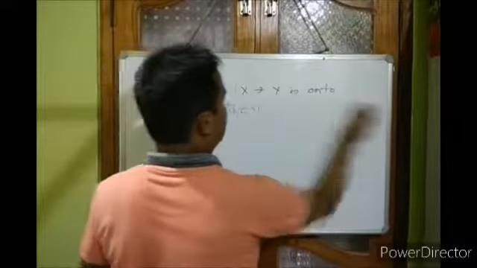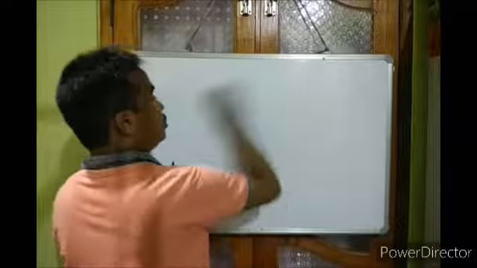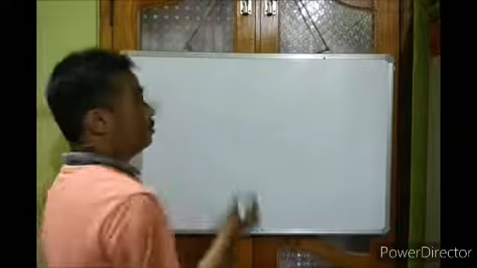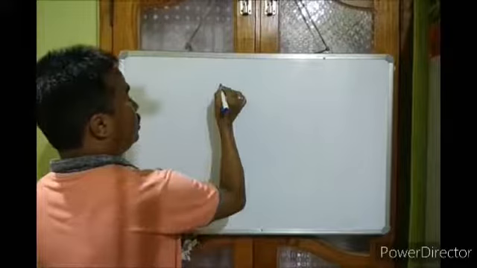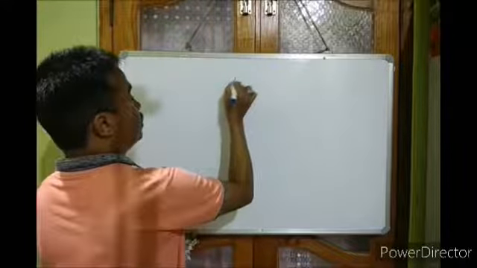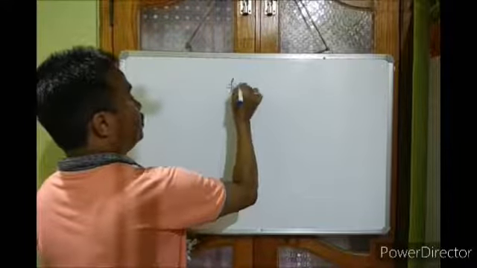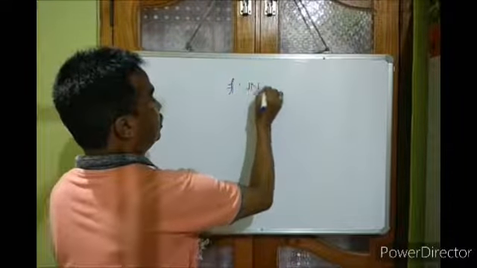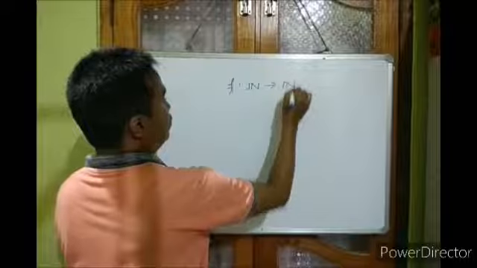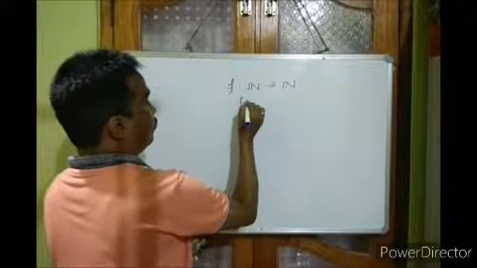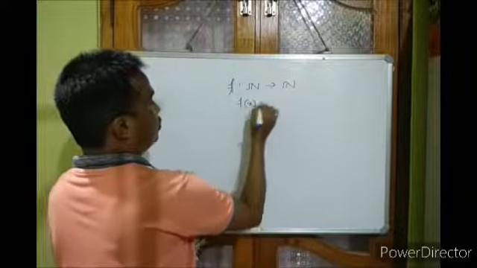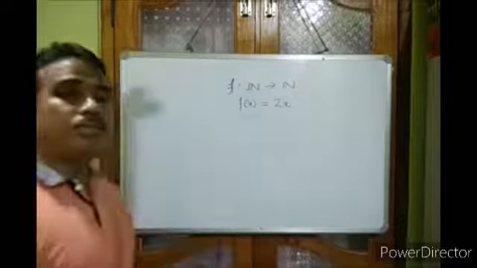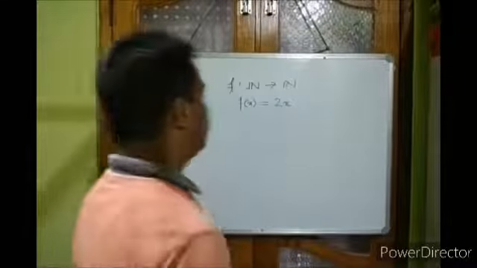So I'm not going through the definition again. We'll try to prove whether a function is one-one or onto with a simple example. Say f is a mapping from the set of natural numbers to natural numbers, and f(x) is equal to 2x. So let us see whether this function is one-one or onto.